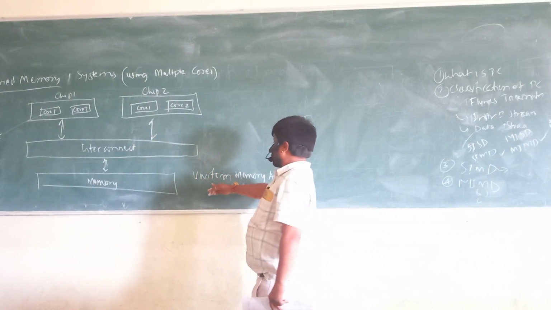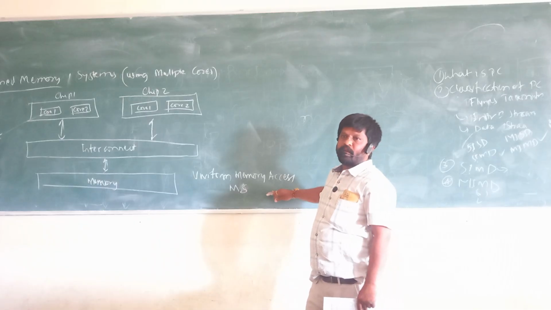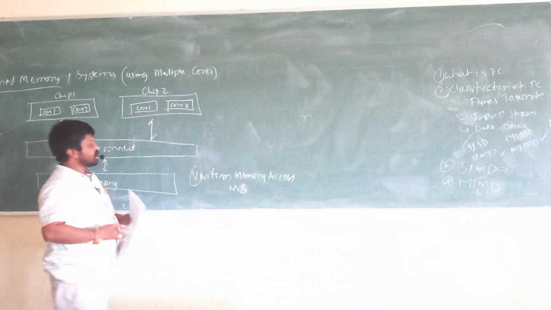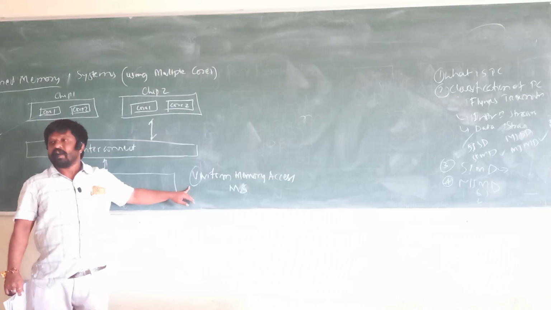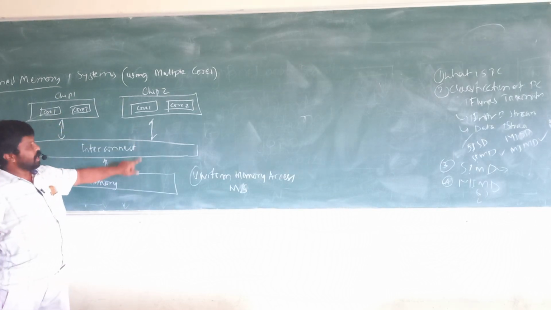But here what we are saying is uniform memory access. Why uniform memory access? Because the time interval for accessing the memory is the same. It will not change. For accessing this memory, every chip will have the same time as usual.